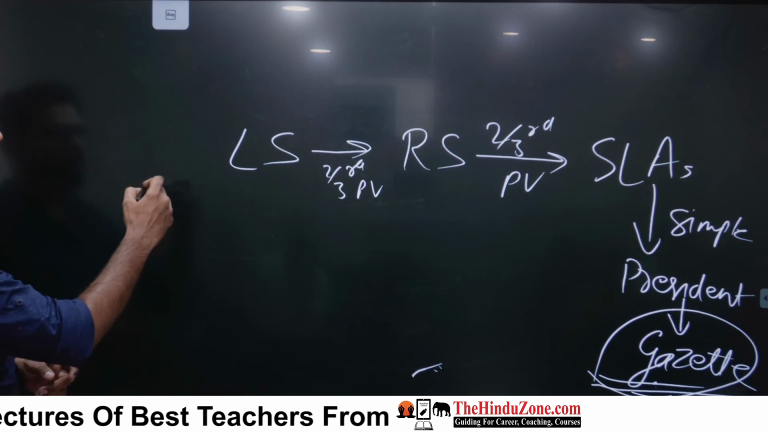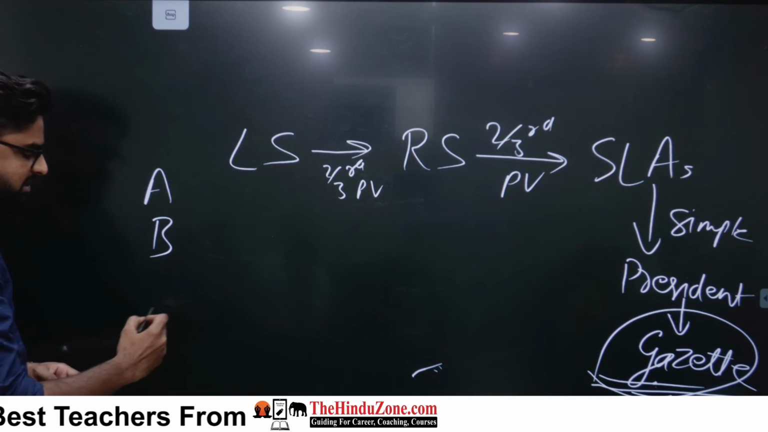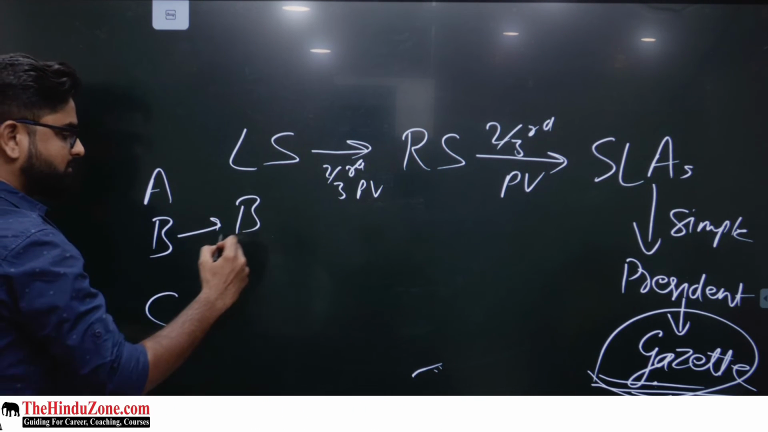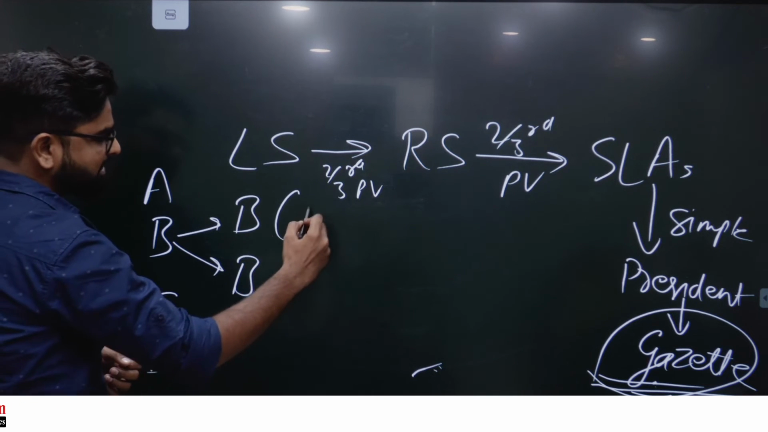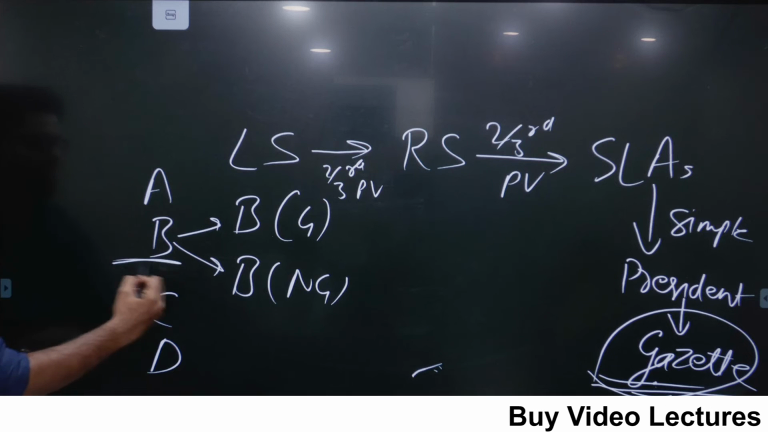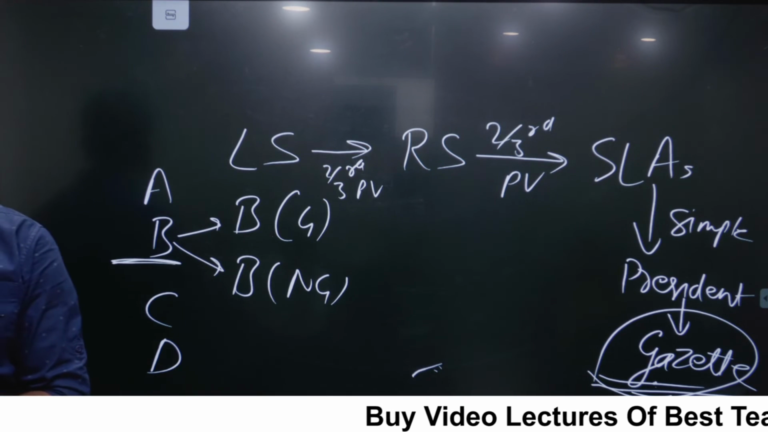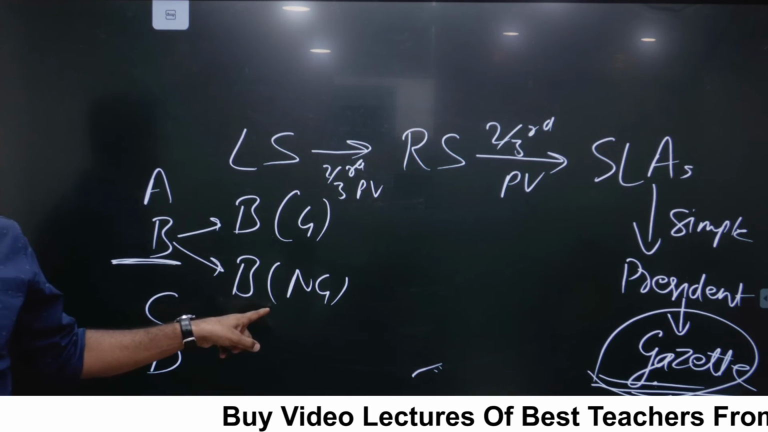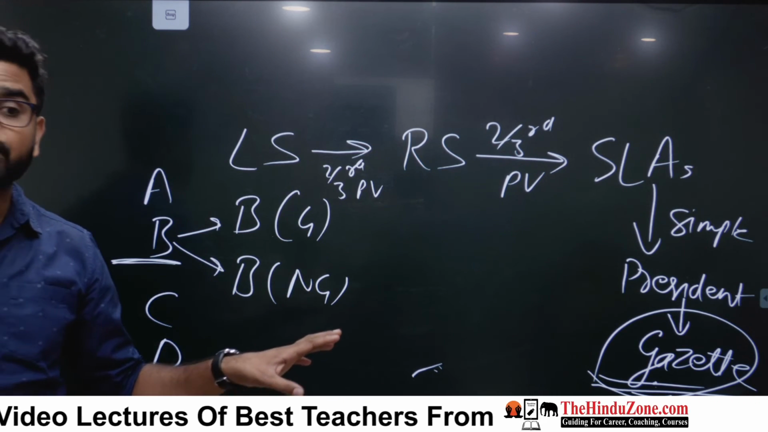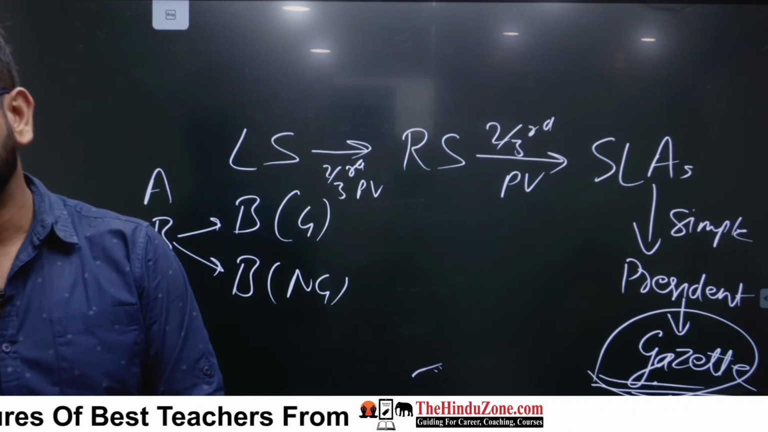We all know, there are how many branches? We have category A, B, C, and D. In B, we have two categories, B gazetted and B non-gazetted. Officer rank starts at this level. From B, the officer rank starts. The lowest one is B non-gazetted. Then B gazetted. A class officers are all gazetted, whether they are permanent or on contract.